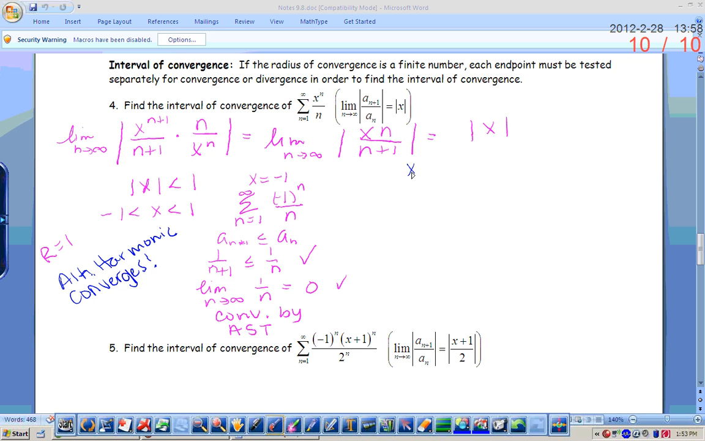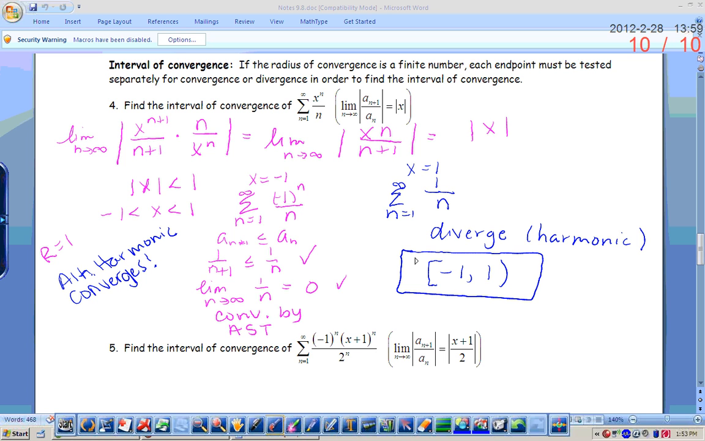All right, your other endpoint is x equals 1. So when we plug x equals 1 into the series, we get 1 to the n, which is just 1, over n. So does that converge or diverge? It diverges because it's the harmonic, the regular harmonic. So therefore, the actual interval of convergence includes negative 1, but does not include positive 1.